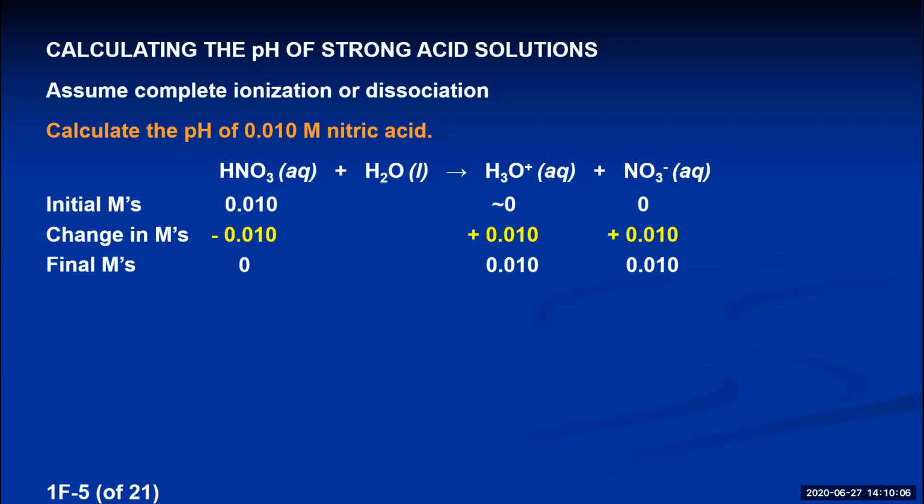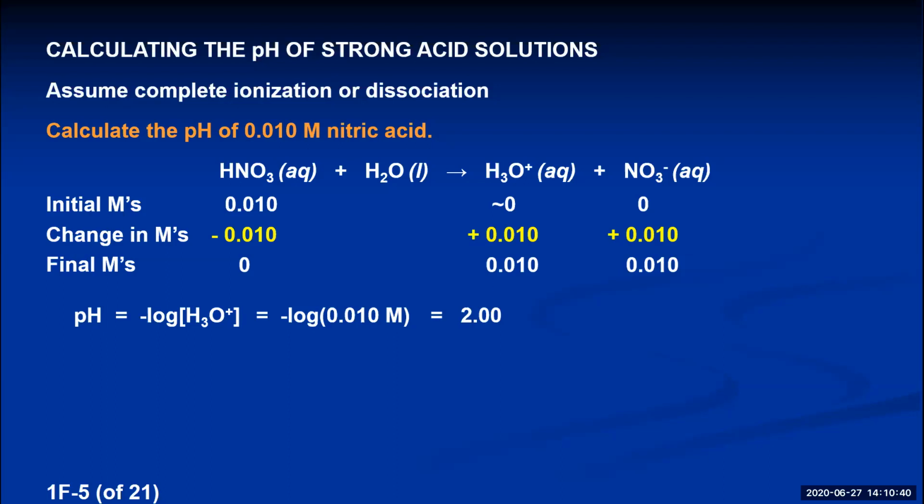So if we know that this solution will be 0.010 molar in hydronium ions, pH is defined as the negative log of the hydronium concentration. So we're going to take the negative log of 0.010 molar. That concentration is a 2 significant figure number, so the pH is going to have to be given to 2 significant figures. And if you remember logarithmic numbers, the significant figures only appear past the decimal point. So we have to write the pH with 2 places past the decimal point. So the pH of this solution would be 2.00.